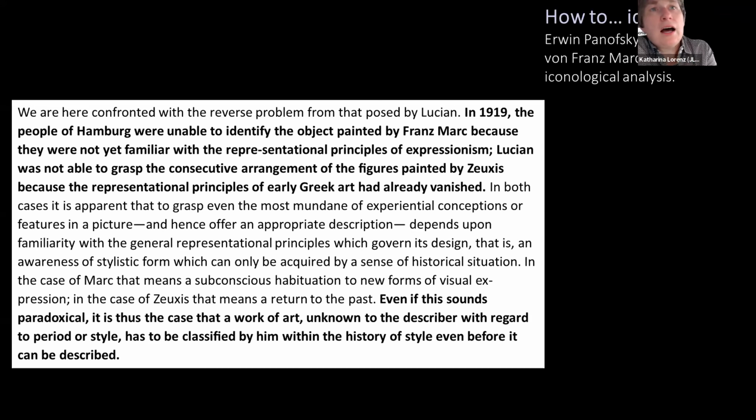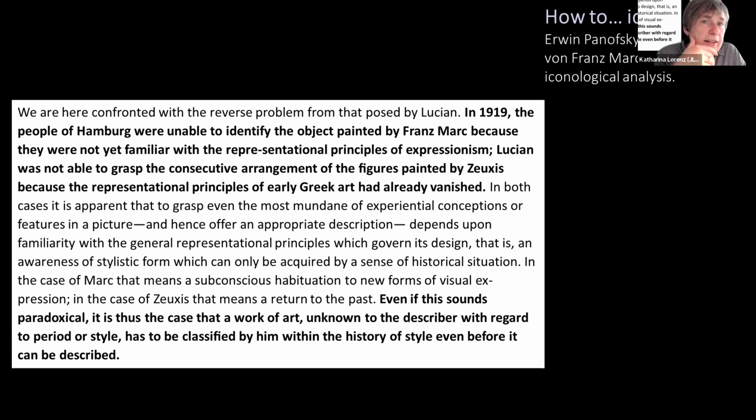And here's the relevant excerpt from Panofsky's writing, just to highlight this. In 1919, quoting here what Panofsky writes, the people of Hamburg were unable to identify the object painted by Franz Marc because they were not yet familiar with the representational principles of expressionism. And Lucian wasn't able to grasp the consecutive arrangement of the figures painted by Zeuxis because the representational principles of early Greek art had already vanished. So this is the conundrum here.